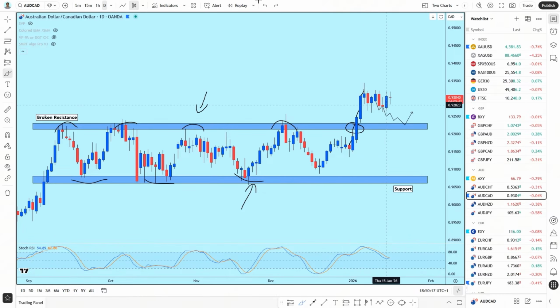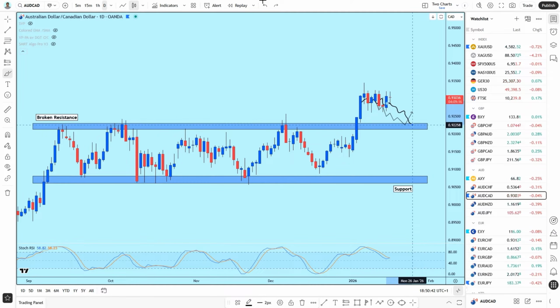And here I said that a good plan is to wait for a slow pullback and then a retest of this previous resistance. Currently price is consolidating and this plan is still active. It is still a very realistic plan to wait for a slow bearish pullback, a retest of this resistance zone, ideally a stochastic RSI buy indication, and then look for opportunities to buy. So this plan for Australian dollar Canadian dollar is still active.